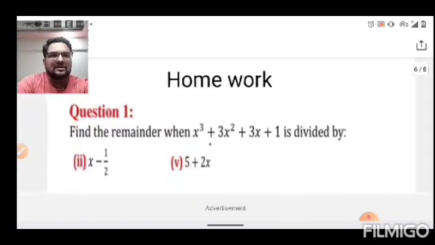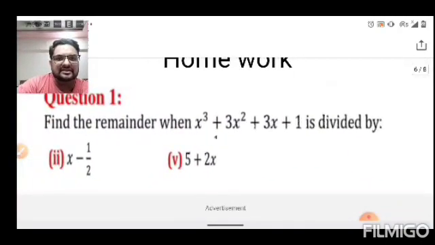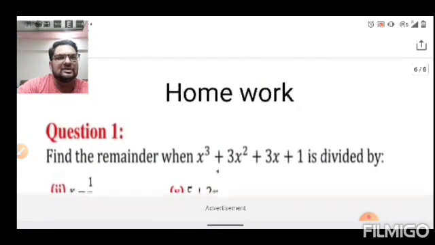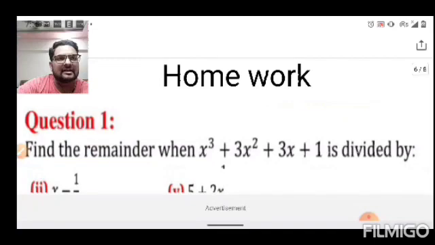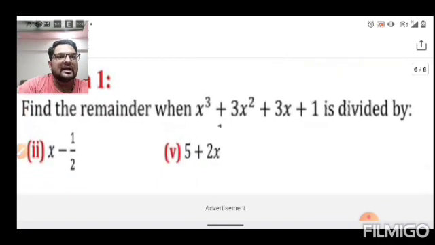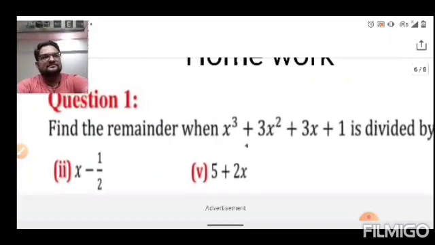Here is the homework with the same question: question number 2, that is x minus 1 upon 2, and question number 5 plus 2x. You have to try at home as homework. And if you have doubt, then when we come back to school at the end of this lockdown, we'll explain it once again. Let's go to the next slide.